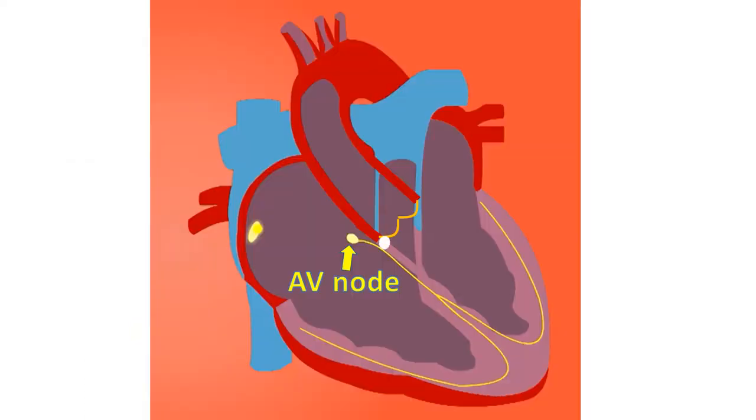Calcium deposits in the aortic valve between the left ventricle, the lower left chamber, and the aorta, which receives the blood pumped out, can spread to the conduction system and produce first degree AV block. Any of these cases of first degree AV block can progress to second degree or third degree complete heart block.